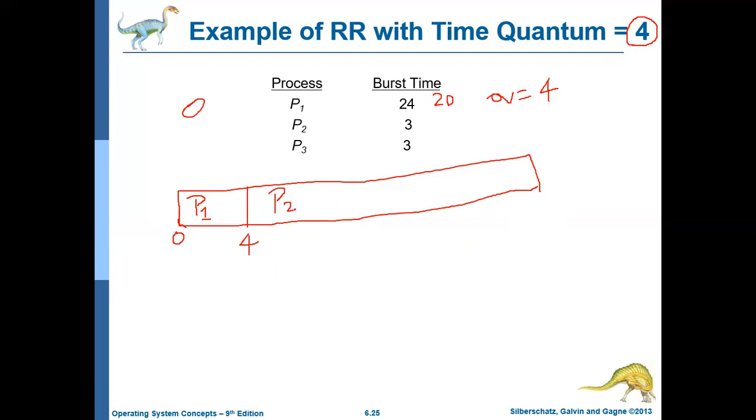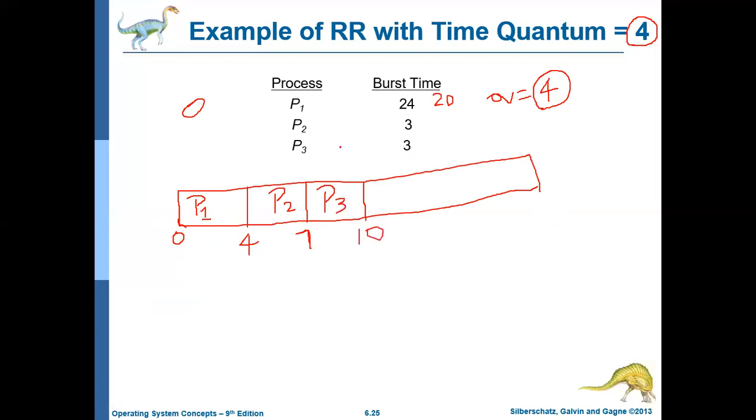Now the control goes to P2. P2 needs only 3 milliseconds, but it can use up to 4 milliseconds of quantum. So after 3 milliseconds, that is at the 7th millisecond, process P2 will release the CPU because it no longer needs it. Now the operating system will check who is next in the ready queue. The next process is P3. P3 will be given one quantum of time, that is 4 milliseconds, but it needs only 3 milliseconds. So at the 10th millisecond, P3 will release the CPU.